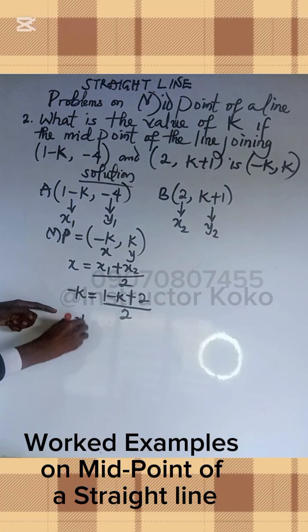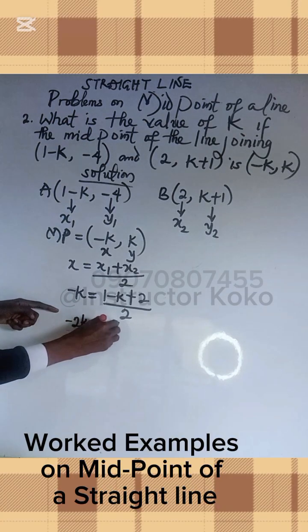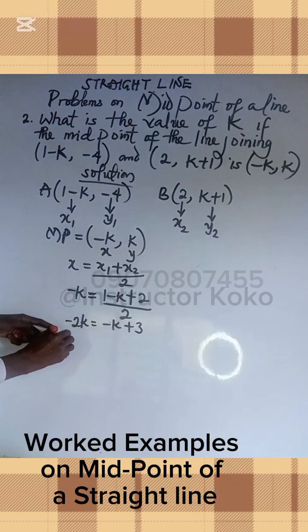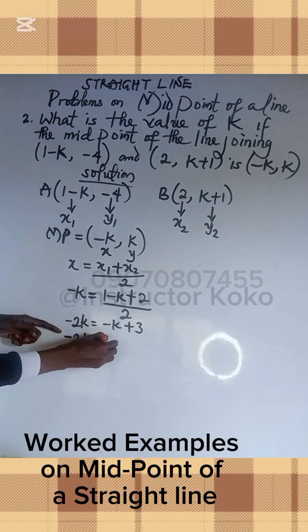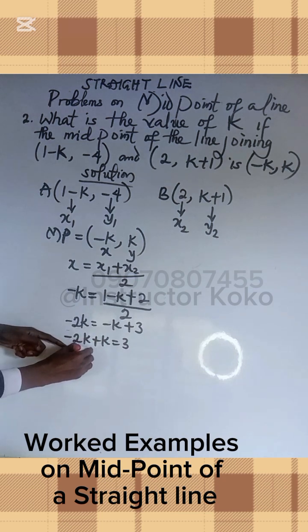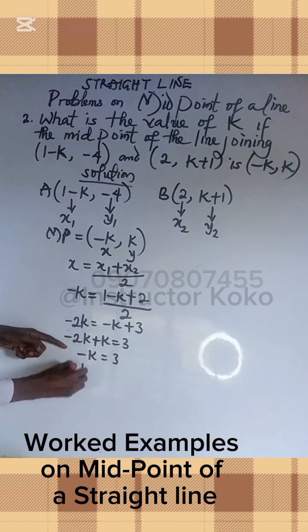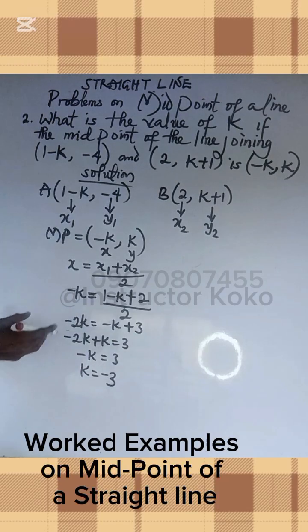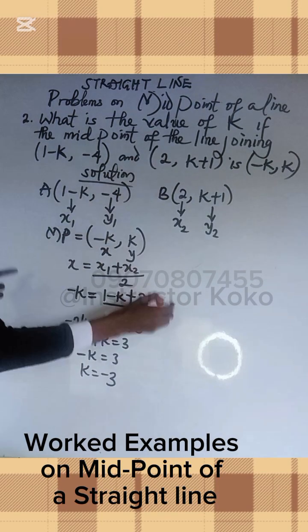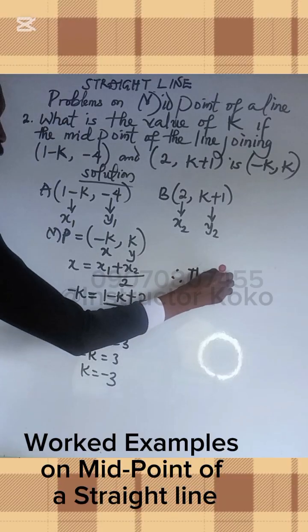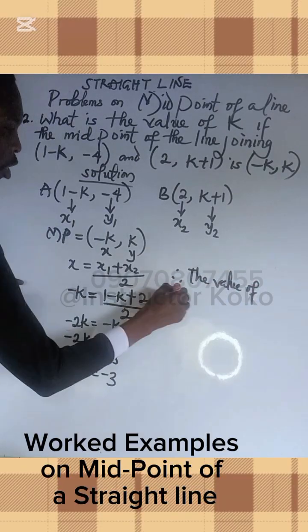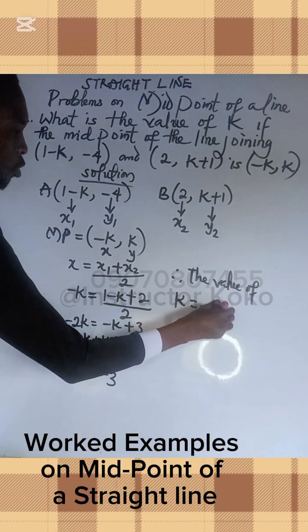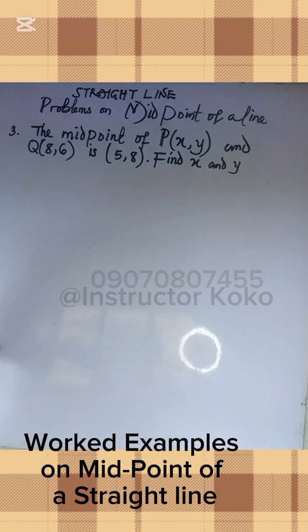Let's quickly solve this. You have -2k equals -k plus 3. Transposing, -2k plus k is equal to 3. You have -k is equal to 3. Therefore, k is equal to -3. So we have gotten the value for k. Is that all they say we should find? What is the value of k? Therefore, the value of k is equal to -3.